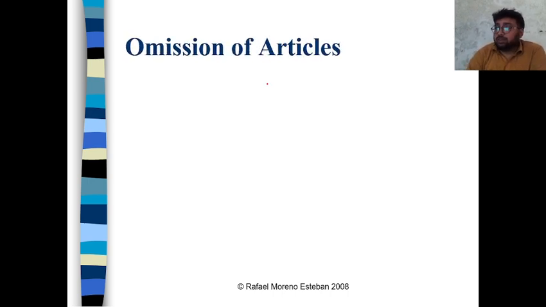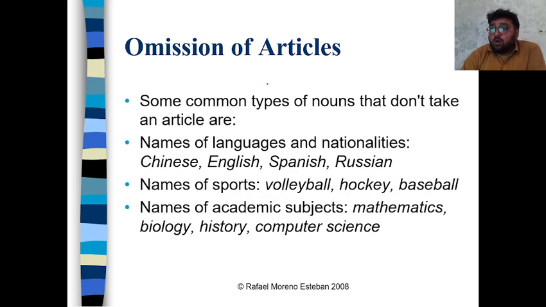Omission of articles. When can you omit your articles? Some common types of nouns that do not take articles are names of languages and nationalities like Chinese, Spanish, Russian. You cannot use the with the names of languages. Names of sports like volleyball, hockey, baseball, cricket. Names of academic subjects like mathematics, biology, history, computer science, you cannot use the with academic subject names.